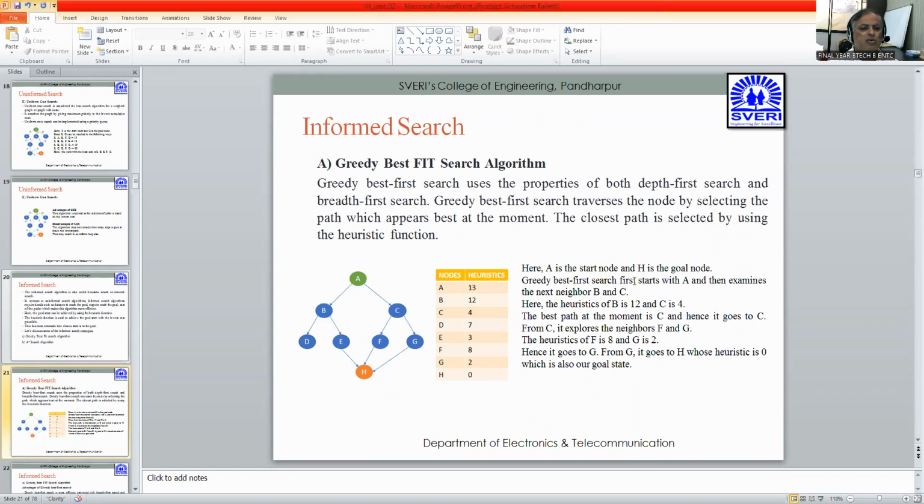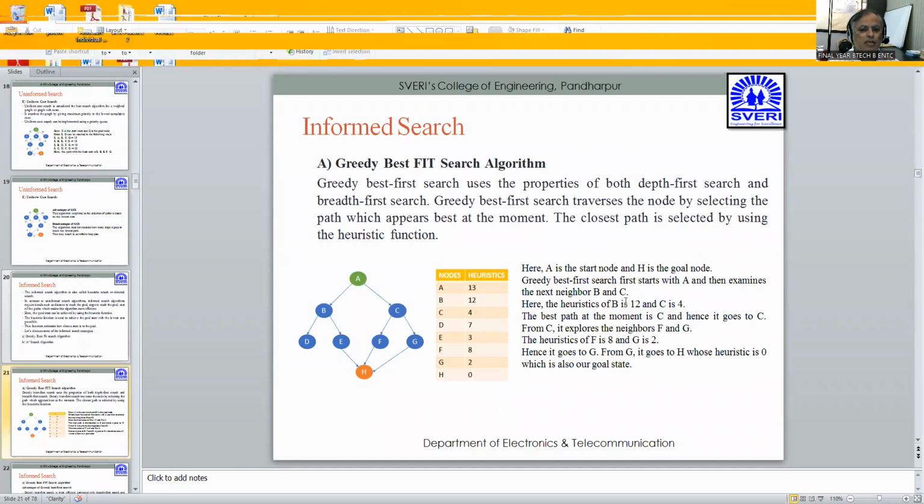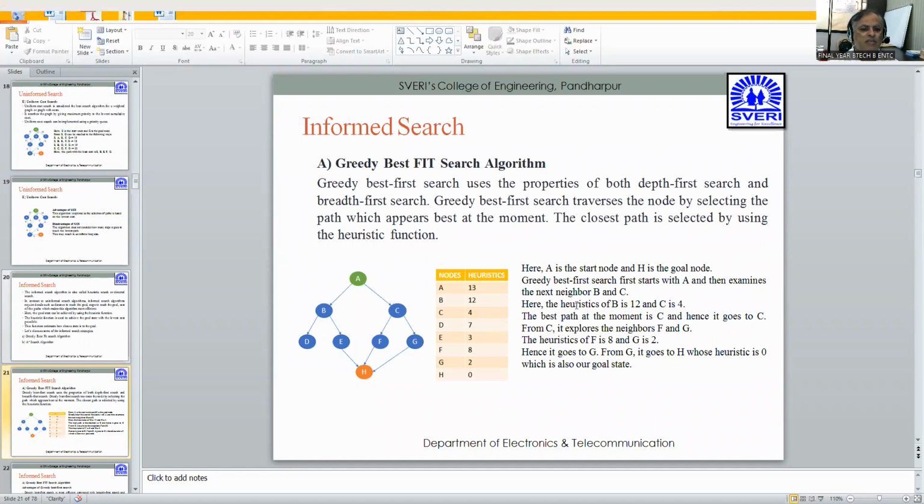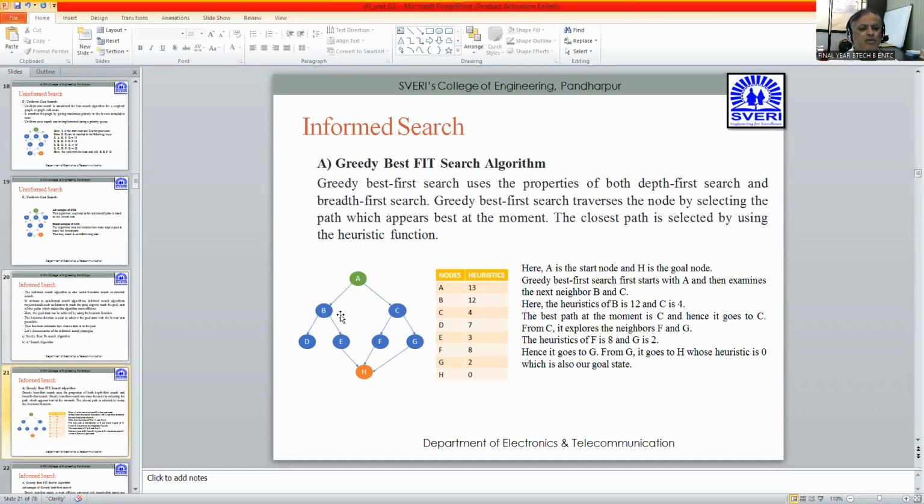So A is the start node and H is the goal node. It will start with A, then examine the next neighbors B and C. It will see that B is 12 and C is 4. So the best path at the moment is C. Correct? यहाँ 12 है, यहाँ 4 है, तो किधर जाएगा? Obviously वो 4 की तरफ जाएगा because lowest cost है. The best path at the moment is C.